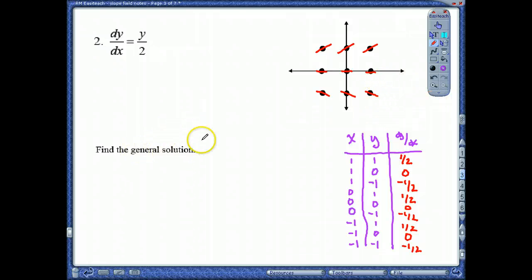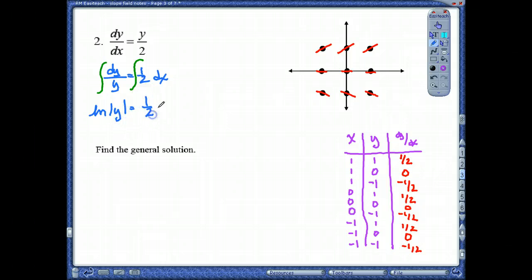Now, looking at my differential equation, they want us to find the general solution, so we are going to separate and integrate. Well, this time I'm going to have to divide by my y, so I have dy over y equals 1/2 dx. And then don't forget to let them know that you are integrating by putting the integral symbol there. Without it, they don't really know what we're doing. And then when I integrate, I'm going to have the natural log of the absolute value of y equals 1/2 x plus c.